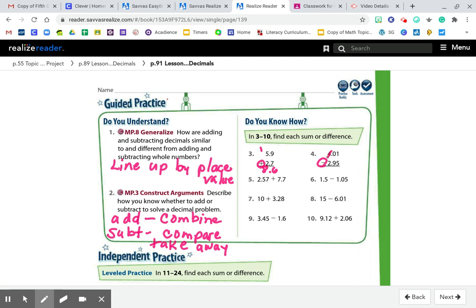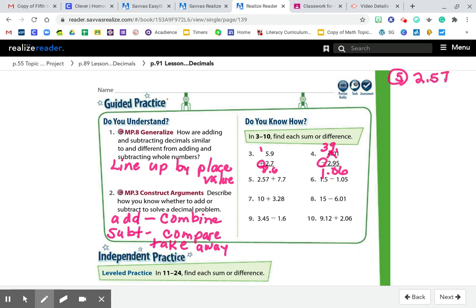I'm going to have to borrow all the way over at the 4. Make that a 10. Borrow from that, make it a 9. And now I've got 11. So 11 minus 5 is 6. 9 minus 9 is 0. 3 minus 2 is 1. And for number 5, and so on, you're going to really need to write it off page probably.